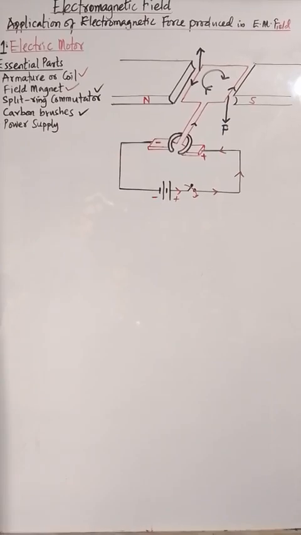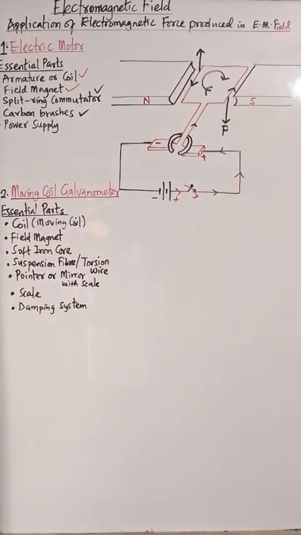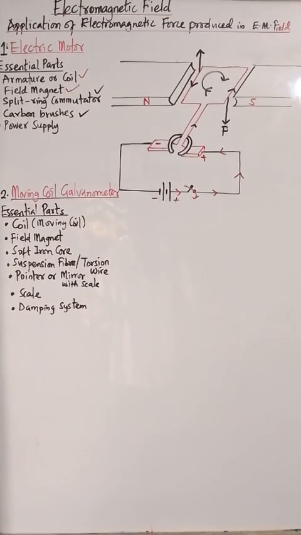Then the second one is the moving coil galvanometer. These are the essential parts, about 7. But note, the key principle is that it works based on the turning effect of current in a magnetic field. Turning effect of current in a magnetic field. Same thing as this.